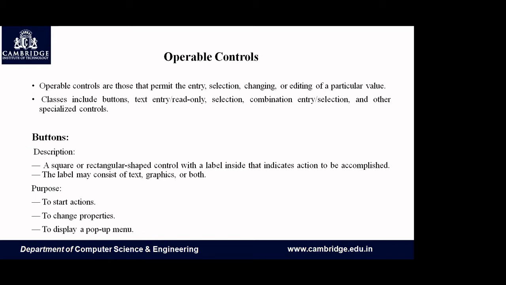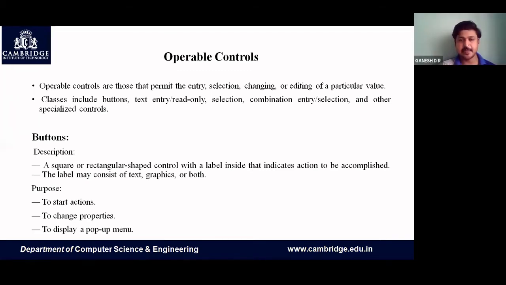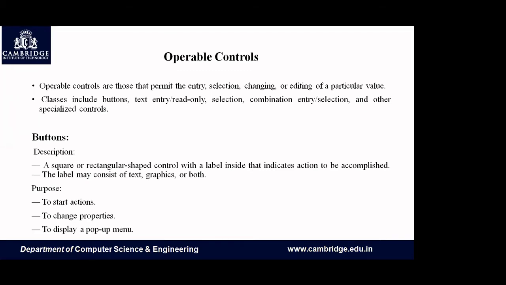The first one is button control. So what are buttons? See, it is a square or rectangular shaped control with a label inside that indicates the action to be accomplished. So it is a rectangular shaped button which contains a label or description of that particular task inside it. What can the label or description consist of? It consists of text or graphics or both.